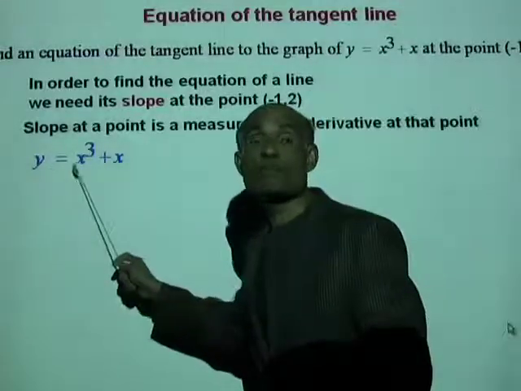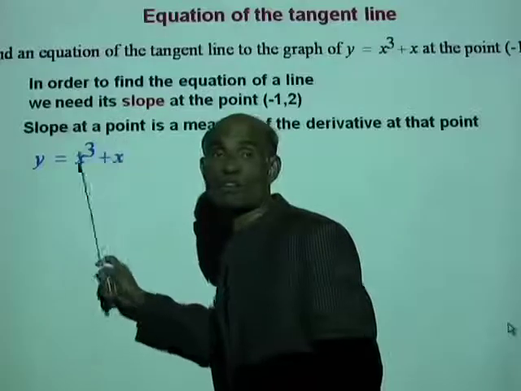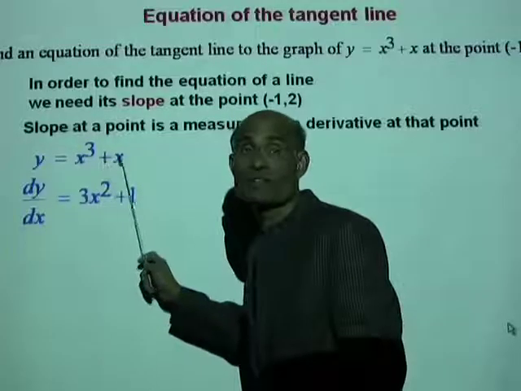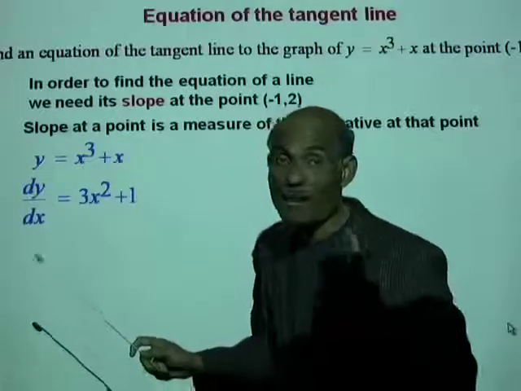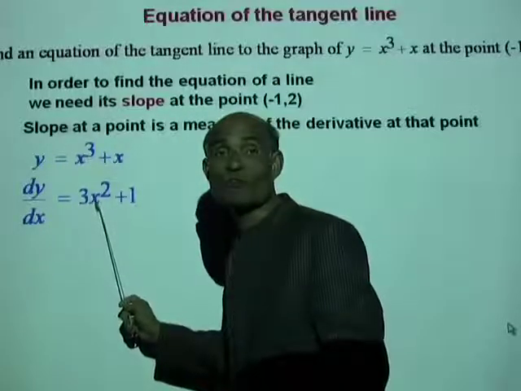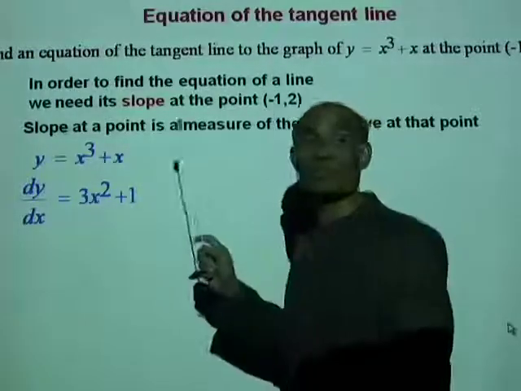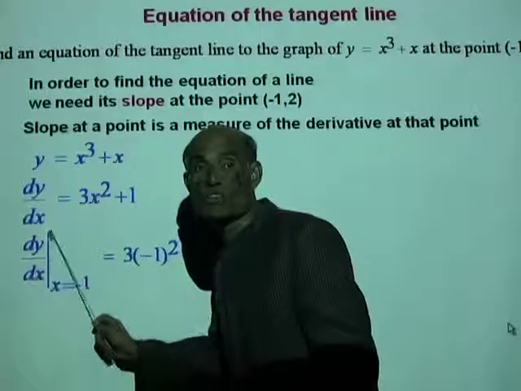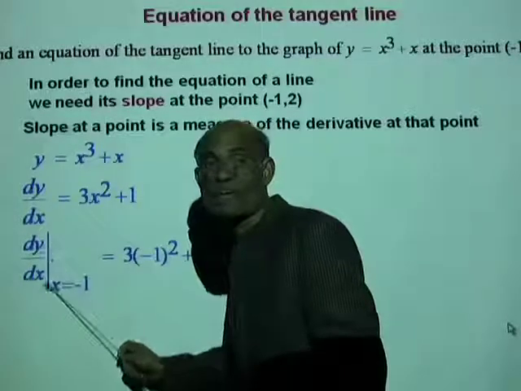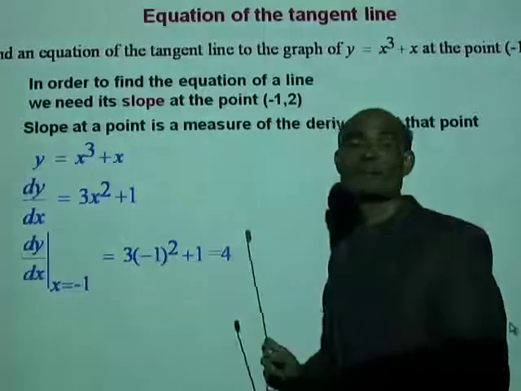All right, our function is y equal to x cubed plus x. What is dy by dx? What is the rate of change of this with respect to x? dy by dx is the derivative of x cubed, which is 3x squared, plus the derivative of x with respect to x, which is 1. Is that right? The derivative of 1x is 1. So this is the derivative. And we need to find the value of the derivative at x equal to -1, because we want the slope of the tangent line at x equal to -1. So look at the way I write it. dy by dx, this line means when x equal to -1. So read it again. dy by dx when x equal to -1, replace your x by -1. It's 3 times -1 squared plus 1 equal to 4.